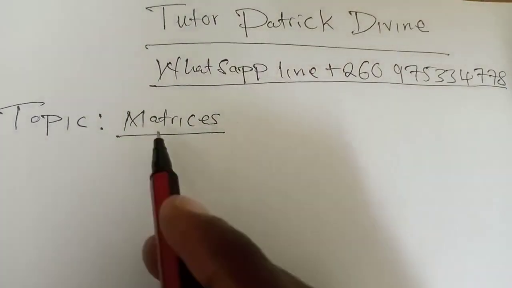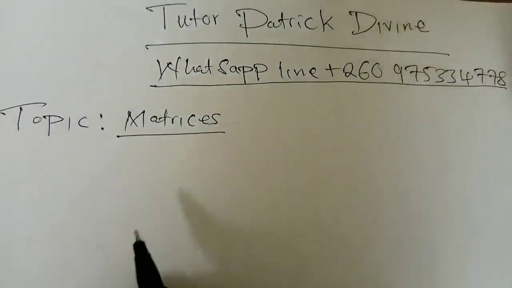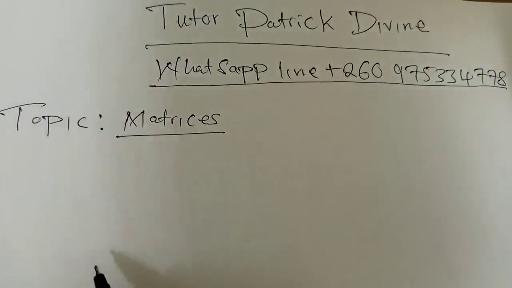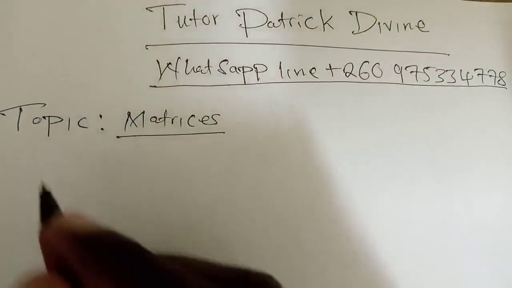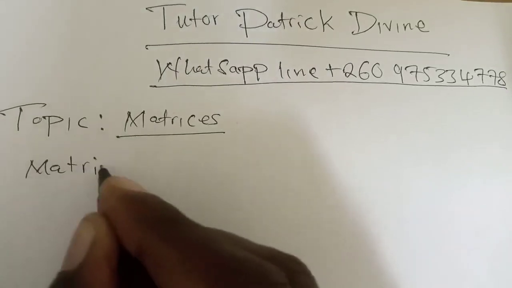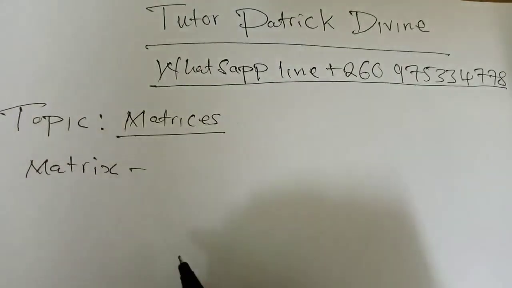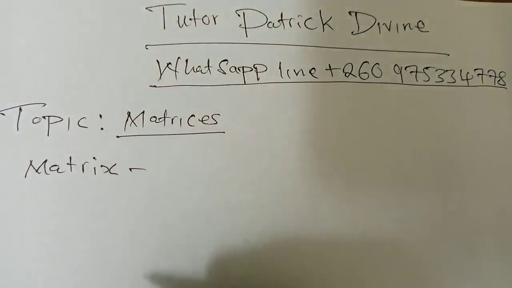So this is our topic, matrices. You need to know what comes to your mind when you hear about a matrix. What is a matrix? A matrix is a rectangular arrangement of numbers into rows and columns.